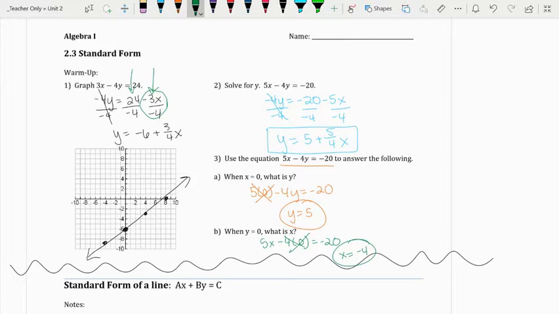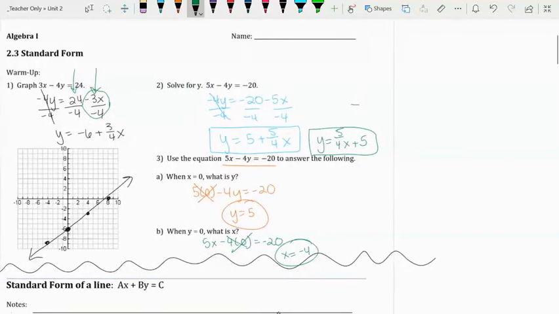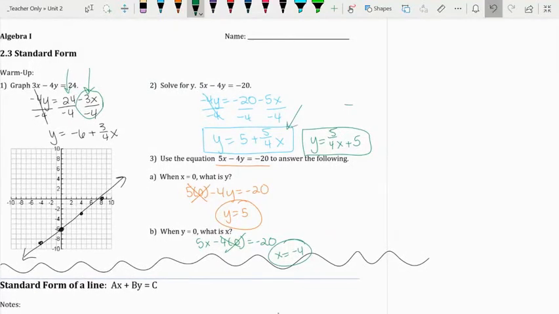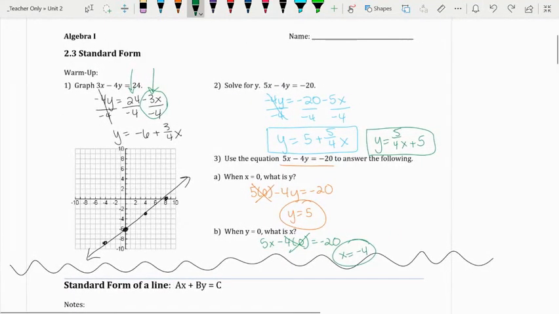Either way, you start down 6, and then our slope is positive, so up 3, right 4. On number 2, you had to solve just like you did on number 1. So again, we divided everything by -4. And you can write it as y equals 5/4 x plus 5. I'm fine with that as well. This is more y equals mx plus b, but you don't have to, because when you're adding things, it's fine either way. Okay. And then number 3, it says when x is 0, y is what?